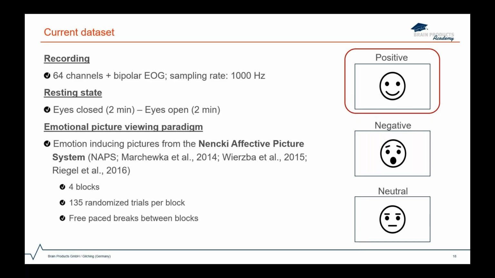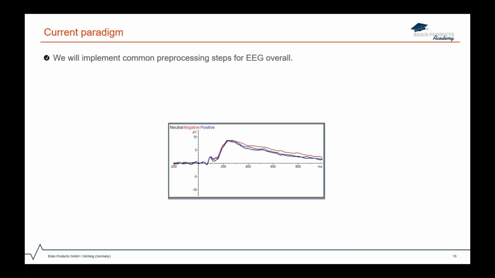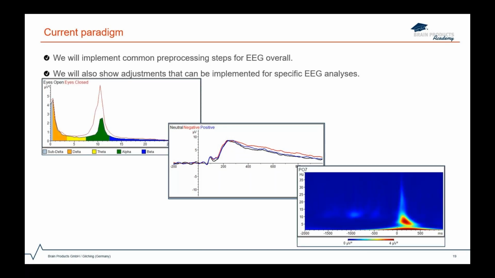These pictures were presented in 4 blocks, and between each of the 4 blocks, there were free-paced breaks where the participants could move and relax freely. We will implement the common preprocessing steps for EEG overall, with an emphasis on the direction of obtaining ERP, but then towards the end, we will also show adjustments that can be implemented for specific EEG analysis, such as the frequency or time frequency analysis.